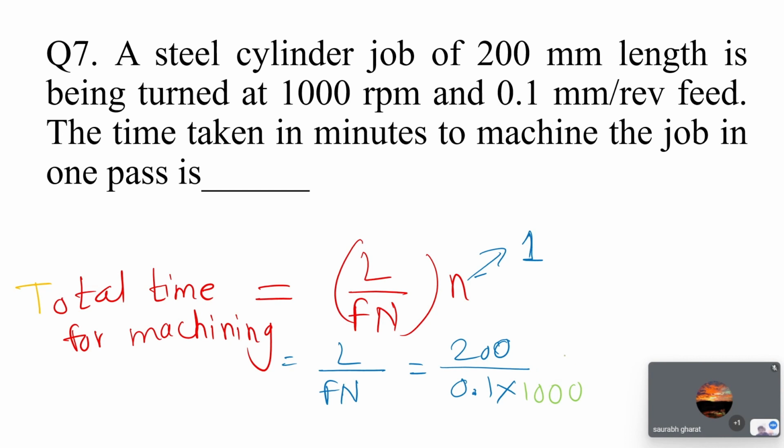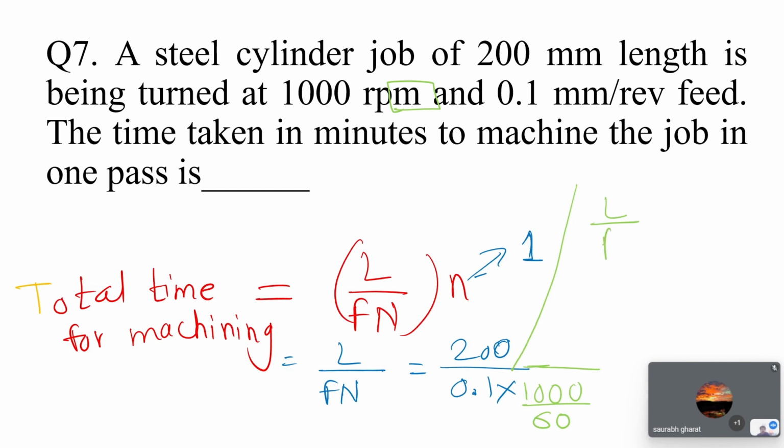1000 is 1000. But it is in rotation per minute, so we have to convert it into per second. So we divide by 60. Okay, so divide by 60 means how it will become?